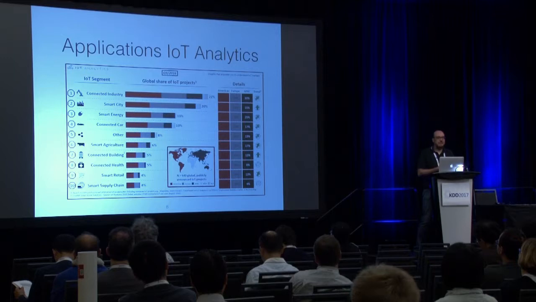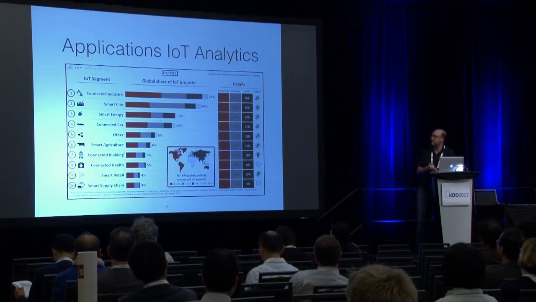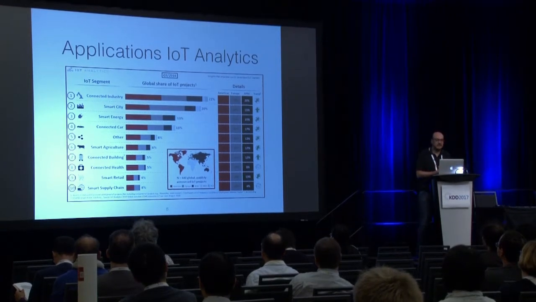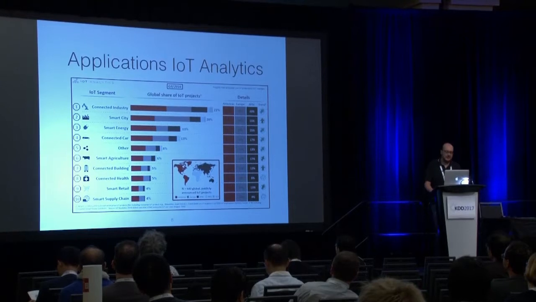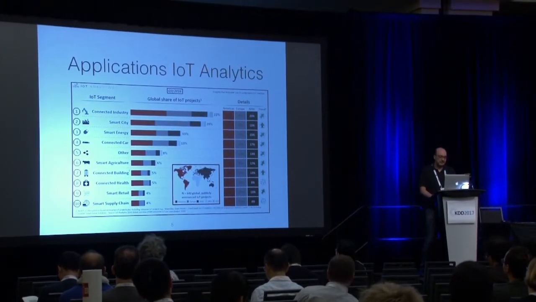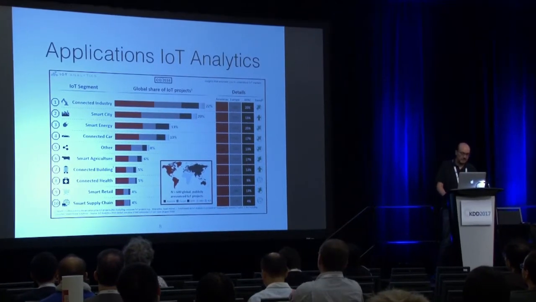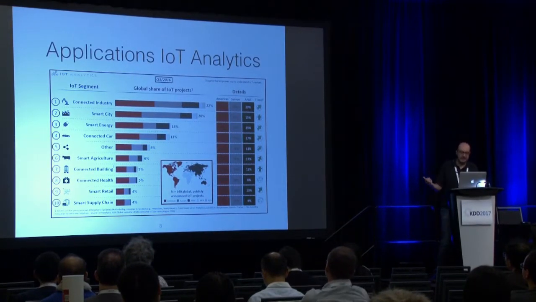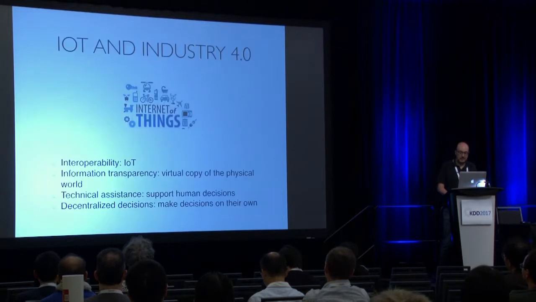If we look at the applications where companies are spending money, we see that many, many projects are around this connected industry, but we also have applications in smart cities, smart energy, the autonomous car that is becoming very popular right now, smart agriculture, but also connected buildings, health, smart retail, and smart supply chain. So you see there are many, many different applications, and this is something that is growing.